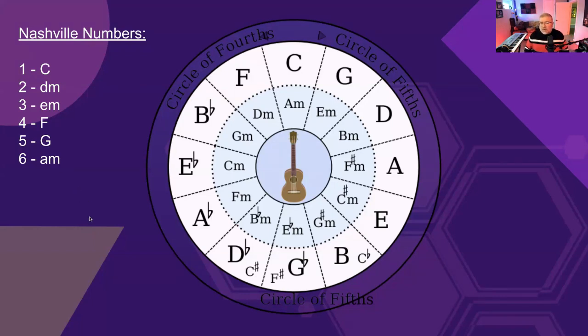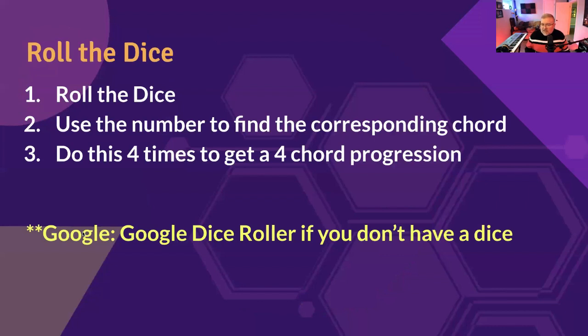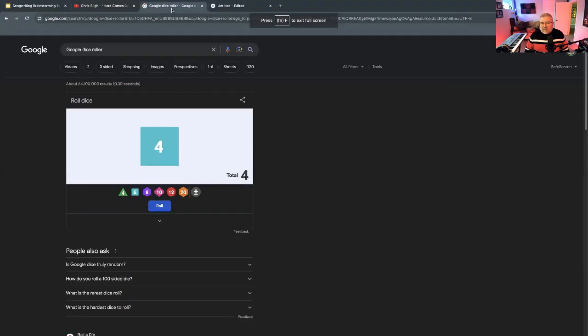So what is the Roll the Dice concept then? Roll the Dice is really rolling a dice and then using that number to find the corresponding chord, and then doing that 4 times to get a 4 chord progression. If you don't have an actual dice, you can Google dice roller, and you will get this, where you can put 4 dice up there and then roll it.